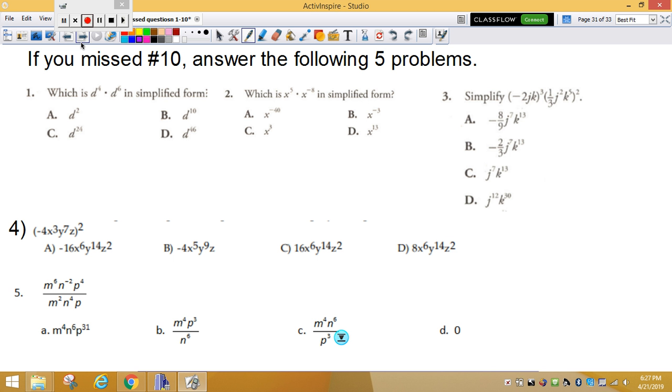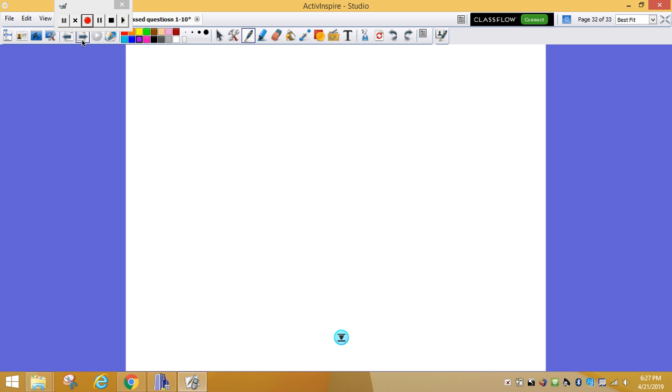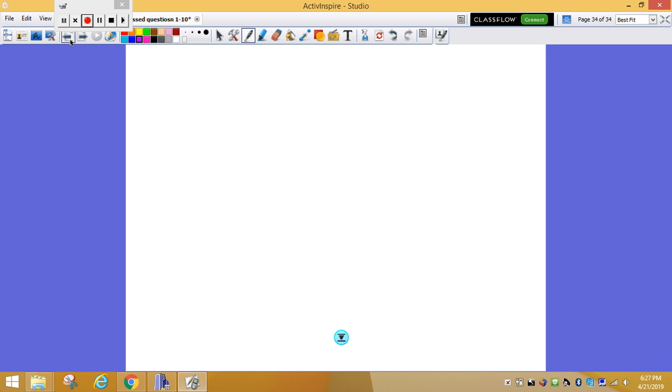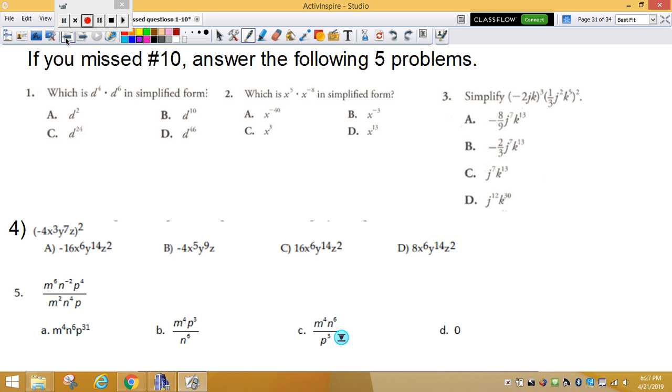If you missed number 10, I want you to write down these 5 problems and tell me what the answers are to them. So pause it and do these 5. Also, if you missed number 10, I want you to write down what you think the correct answer should have been and why you think you missed it. I don't know why it's not there, but yes, number 10, I want you to write down what the correct answer should have been and why you think you missed it.